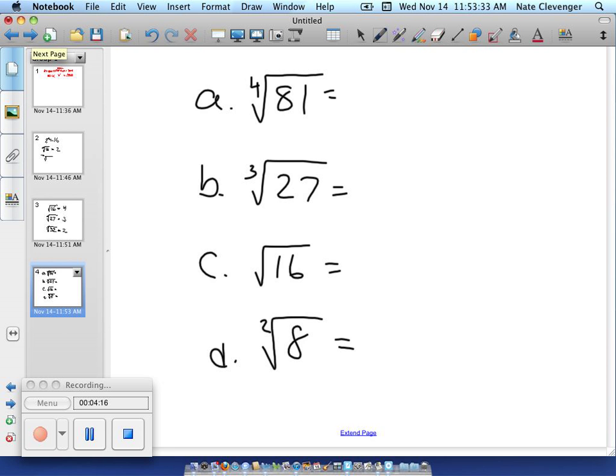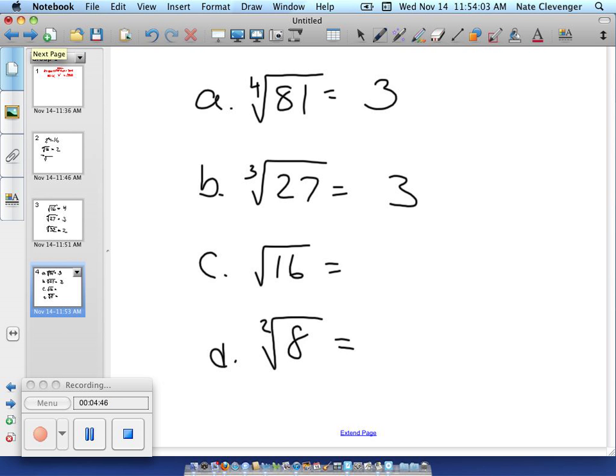Okay, Dakota. Number 1, what is the 4th root of 81? 3. 3 times 3 is 9, times 3 is 27, times 3 is 81. So the 4th root of 81 is 3. Jonathan, what's the 3rd root of 27? 3. We did that one just a minute ago.